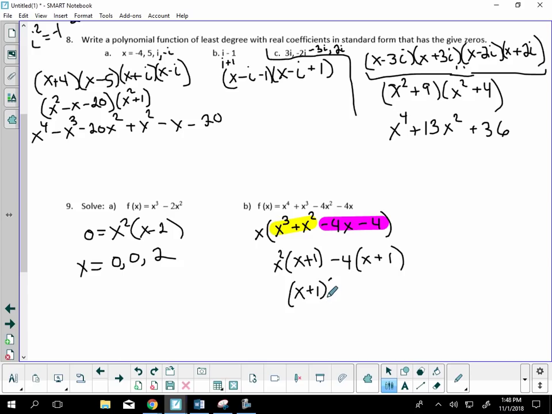Now I'm left with x squared minus 4. So x plus 1, x plus 2, x minus 2, just factoring the difference of two squares. And I don't want to forget that GCF that I took out at the very beginning. So my answer is x equals 0, negative 1, plus or minus 2.